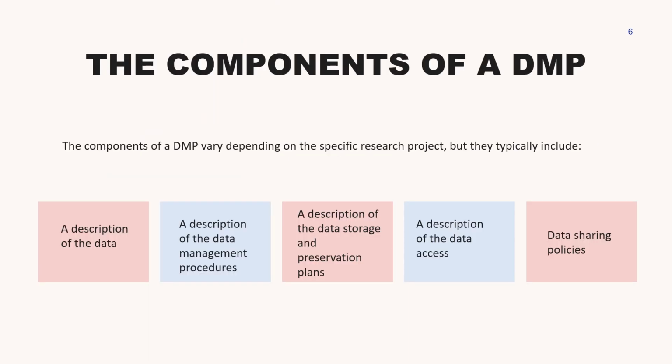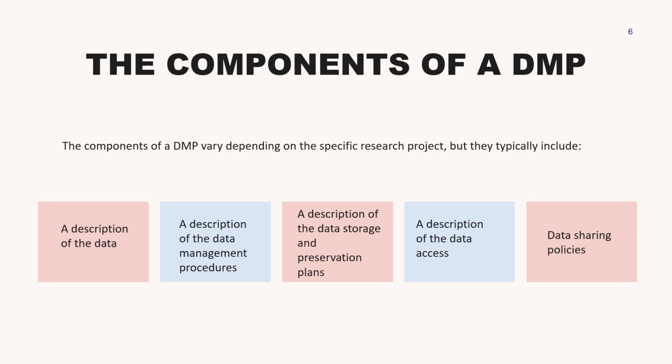A DMP is a document that describes how research data will be managed throughout the research project and after it has been completed. DMPs are important because they help to ensure the research data is accurate, organized, accessible, secure and reusable. In this video, we will cover the following topics: what is a DMP, why develop a DMP, the components of a DMP, writing a DMP, and we will conclude. Let's start with what is a DMP.